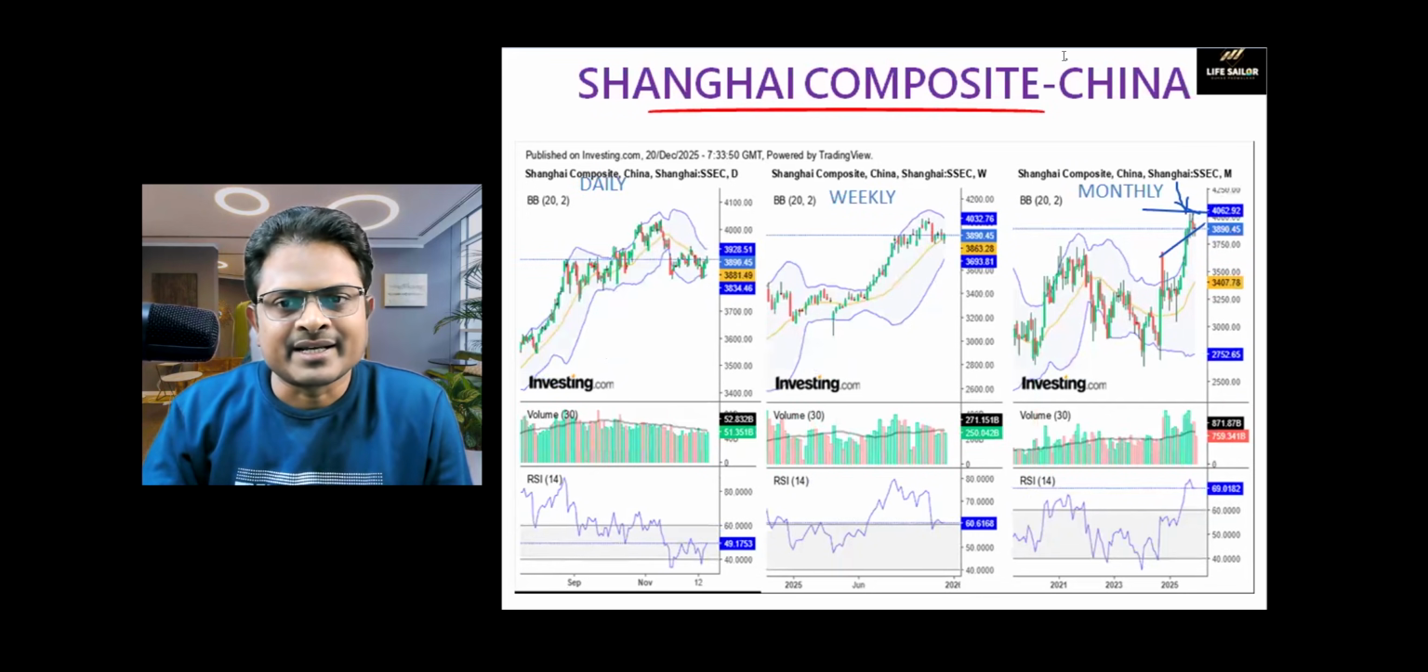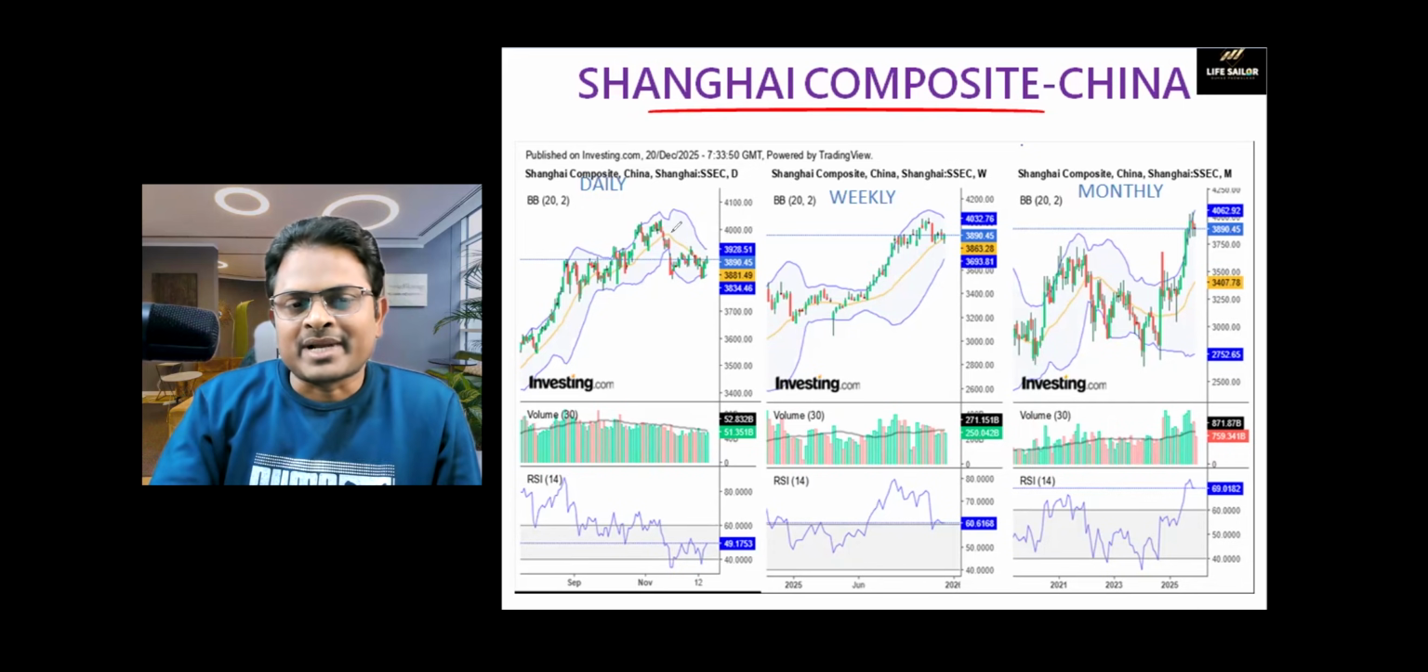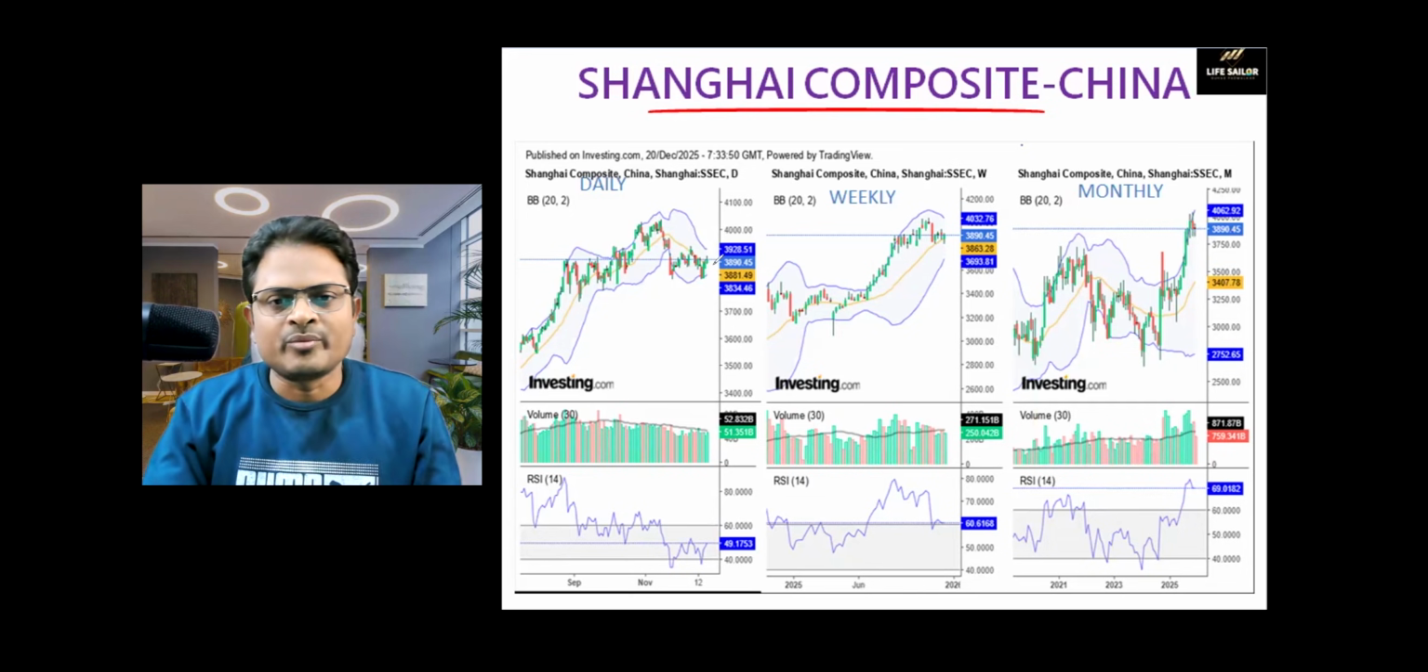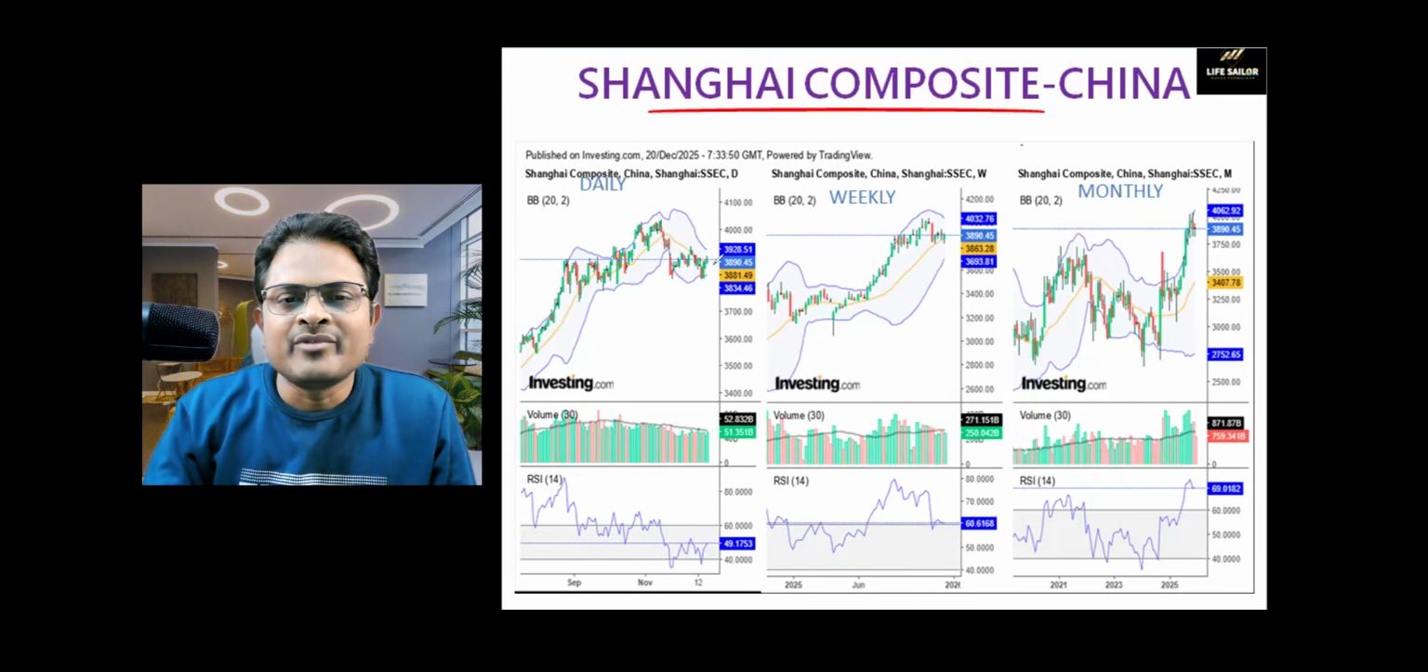Shanghai Composite China, here also monthly RSI above 60, weekly RSI near 60, and daily RSI between 40-60. If you look at the price also, it has broken MA20 on the downside. Weekly price is also just at MA20. So we have to wait and watch, because lower high, lower low formations are getting formed in this. So I feel it is a little bit sideways to bearish market. My view is Shanghai Composite is a little bit towards the bearish side.